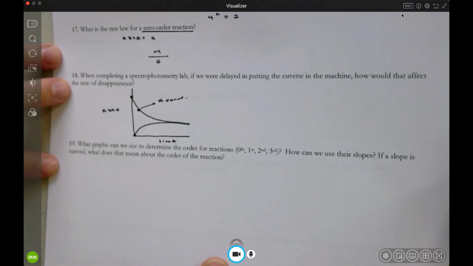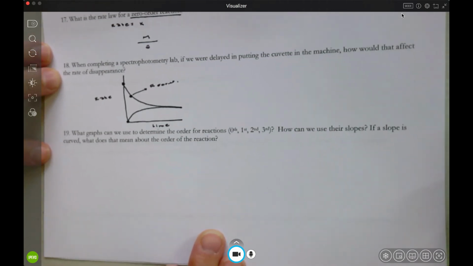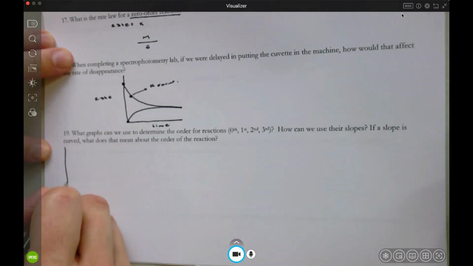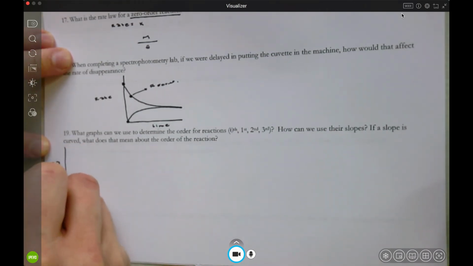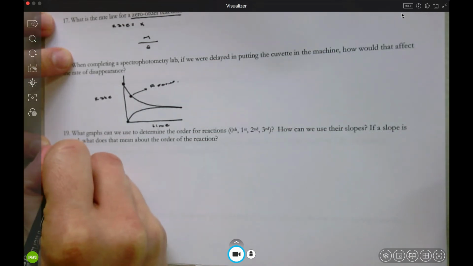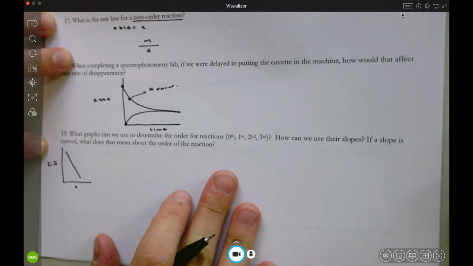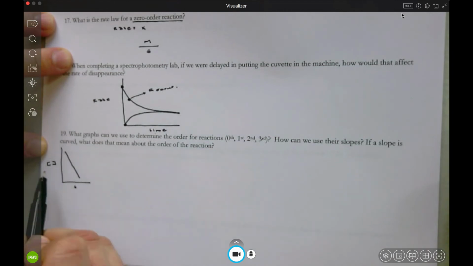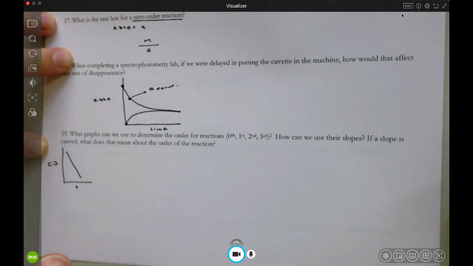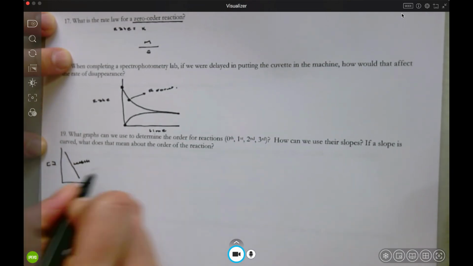19, what graphs can we use to determine the order of reaction? So, for 0 order, concentration versus time, you're going to have a negative linear slope. If it's curved here, it's not zero order. That's the only thing curving tells you. It is not what you think it is. Okay? So that's for zero order.